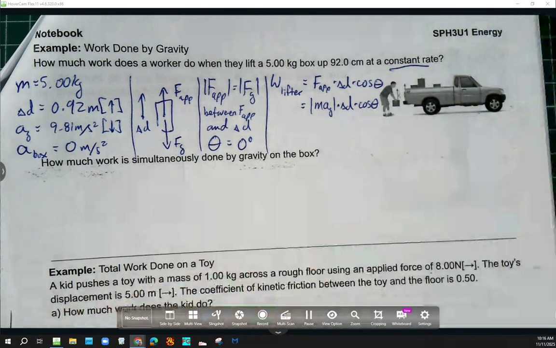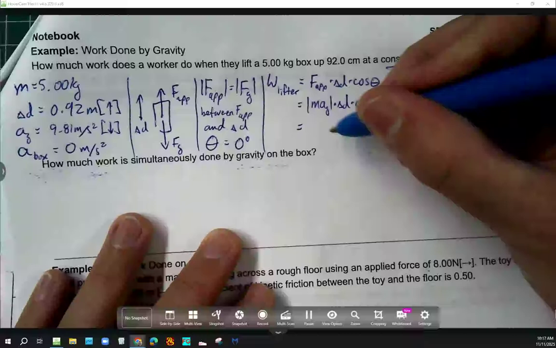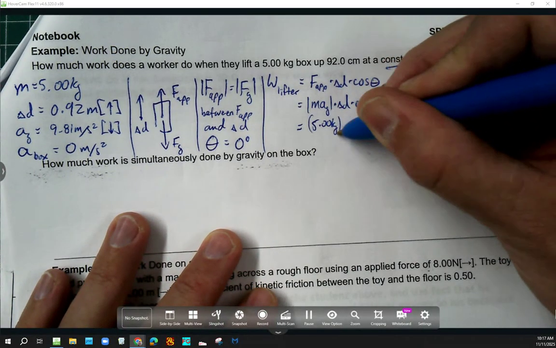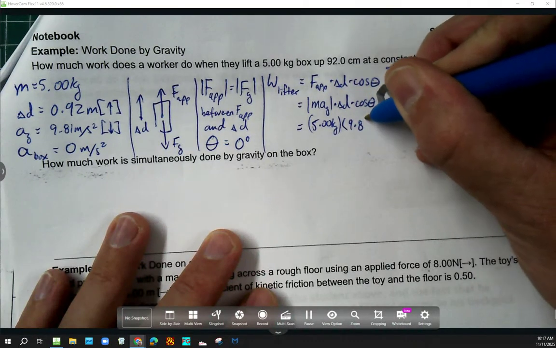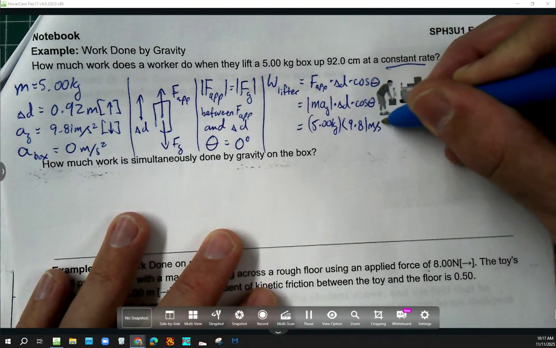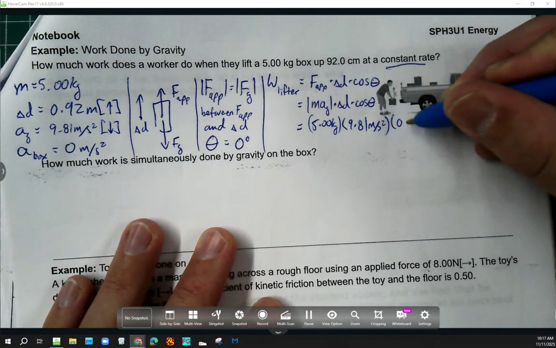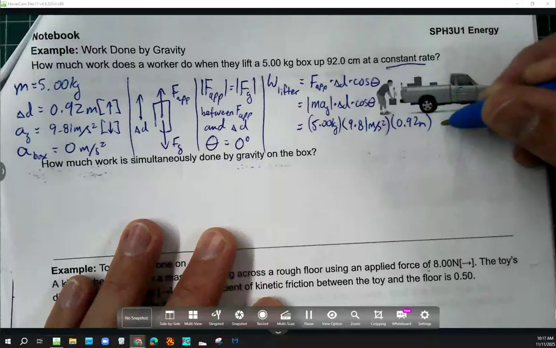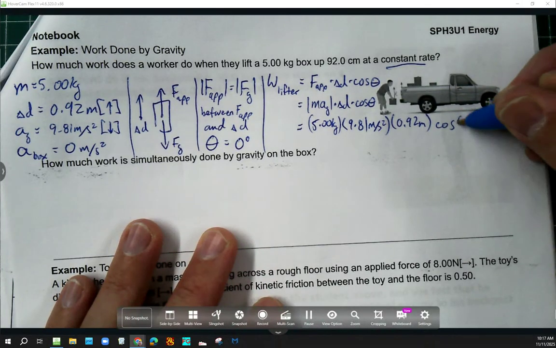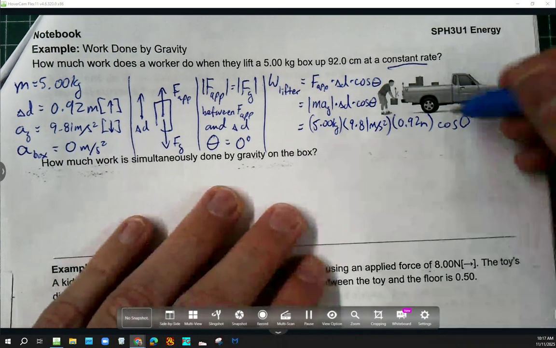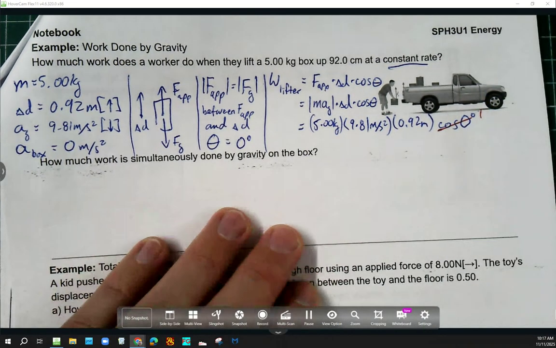I'm going to start subbing in some values. So the mass, 5 kilograms. Remember, I don't have to put in the negative sign for the 9.81 meters per second squared because we're just dealing in magnitudes. Times the displacement, 0.92 meters. And then cosine of theta ends up being cosine of 0 degrees. And we've done this before. If you have a collinear situation, cosine of 0 is 1. So I'm just going to jump to the 1 on that one. I'm not even going to type in cosine of 0.